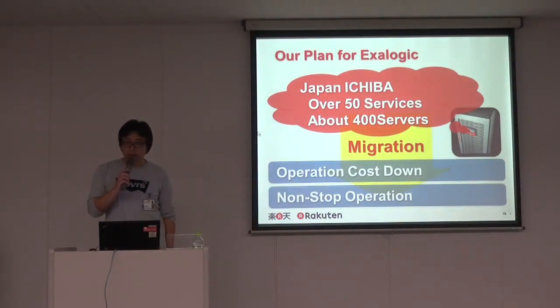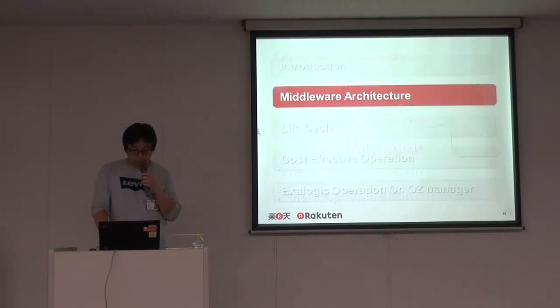Anyway, our plan is to migrate Japan Ichiba from the legacy system to ExaLogic. Our target services are about 50 services operated by 400 servers. We are expecting to lower operating cost and realize a non-stop system by introducing ExaLogic.